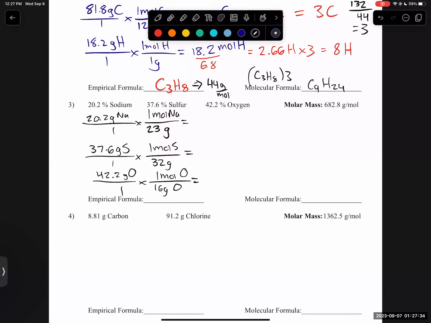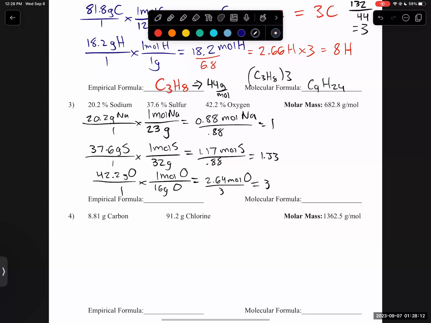What do we get for those three? It was 0.88, and then 1.17, 2.64. Okay, then we divide by the smallest number. That gives us 1, 1.33, and then 3. All right, so then we multiply by what to get to the nearest whole number?